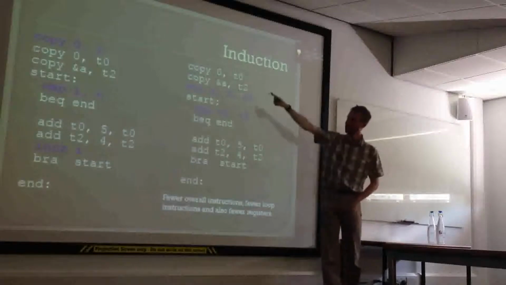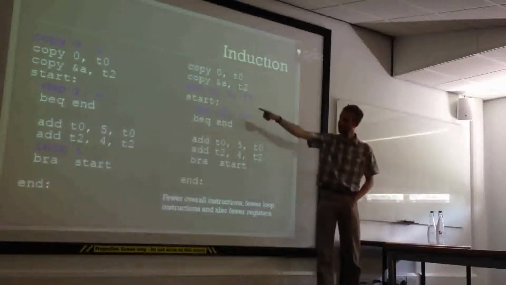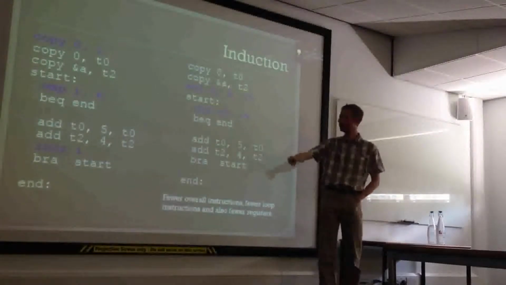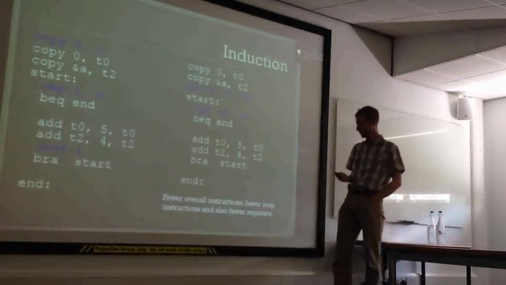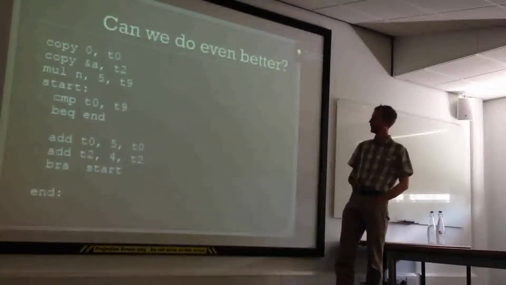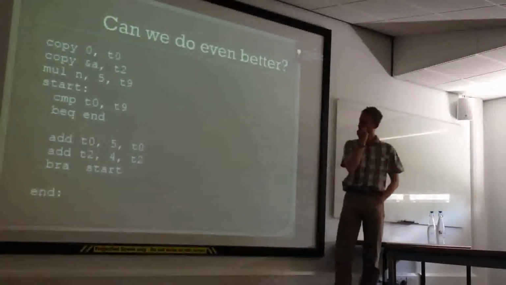So we can eliminate those 3 instructions and replace them by 2. But more importantly, we have eliminated 2 instructions inside the loop and replaced it by 1 instruction inside the loop. So that's saving us. Can we do better? What else could we do to that? What else is wrong with that?